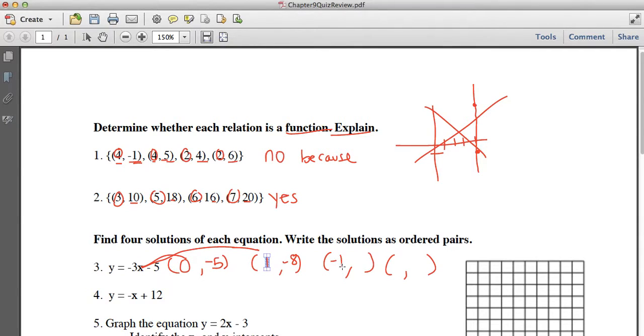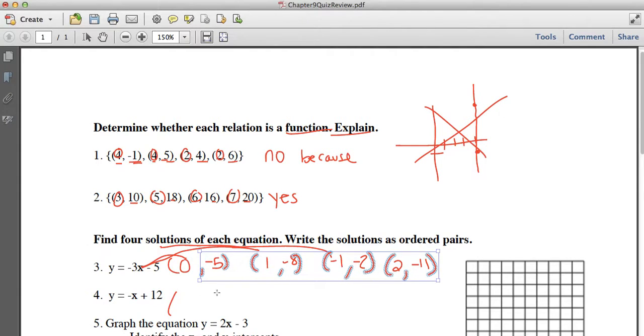I'm going to put a -1 in. -3 times -1, I'm going to put that back into the original equation. Okay. And when I do that, -3 times -1 is a +3. And then 3 minus 5 is -2. And finally, I'll pick the number 2. -3 times 2 is -6. -6 take away 5 is -11. You may or may not have the same answers as me. It really depends on what you choose for your x values.